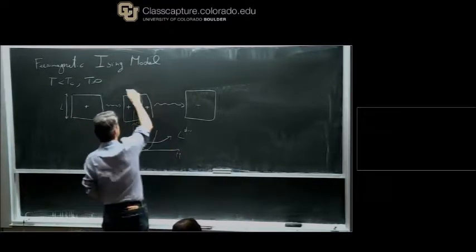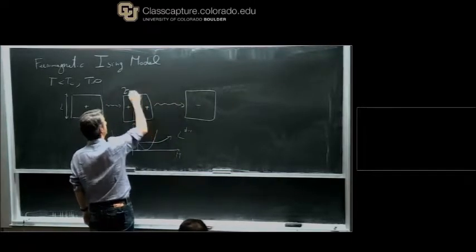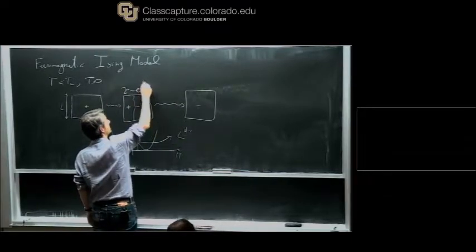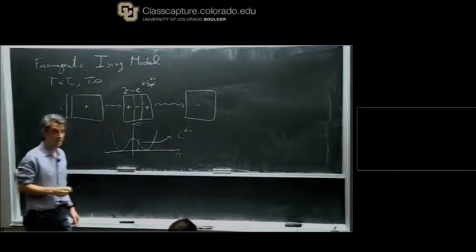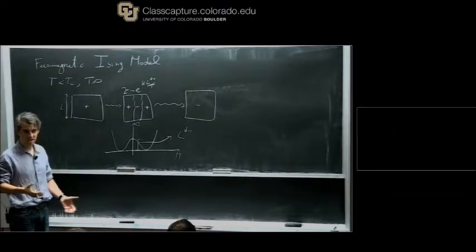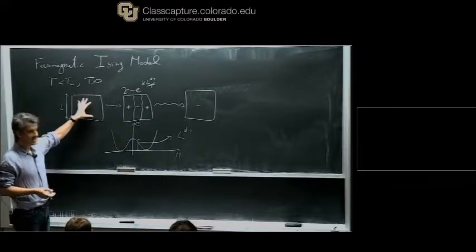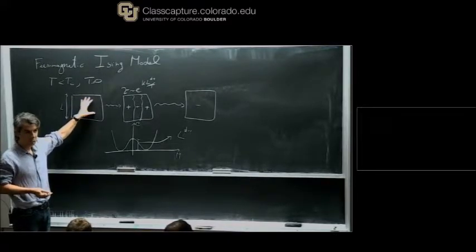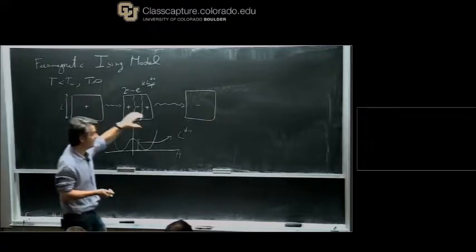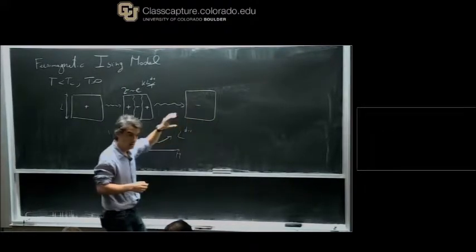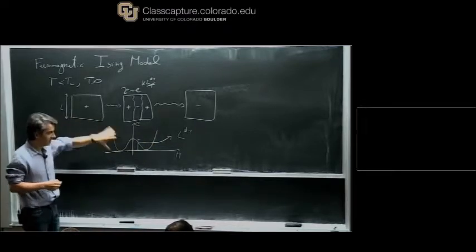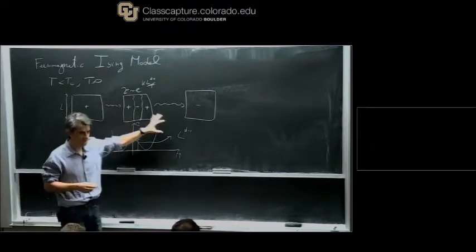And so the time to go from here to here goes like exponential of a positive constant, L to the D minus 1, divided by the temperature. Okay? So if the system is large enough, if L is large enough, for all practical purposes the system will remain here. So we'll define this as a state. And if I start from here, same thing, it will remain here. Okay? And there would be much to say about this process.